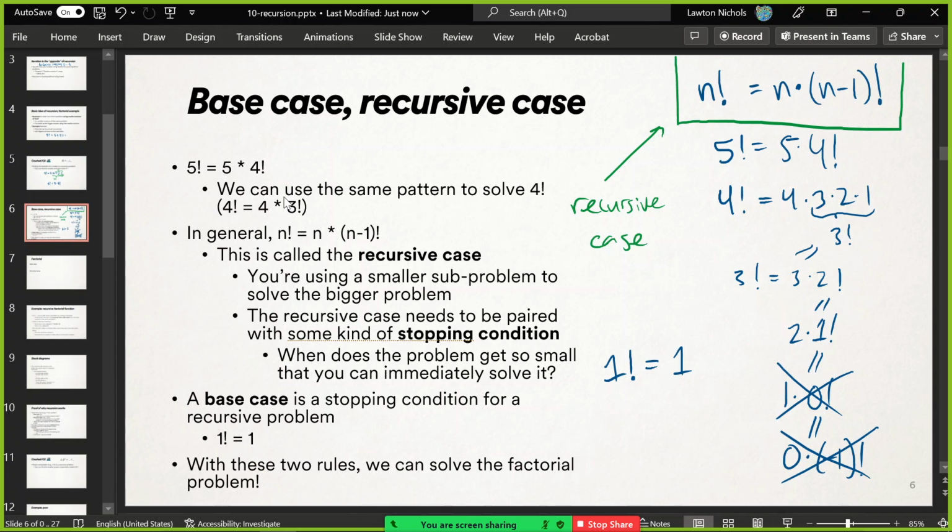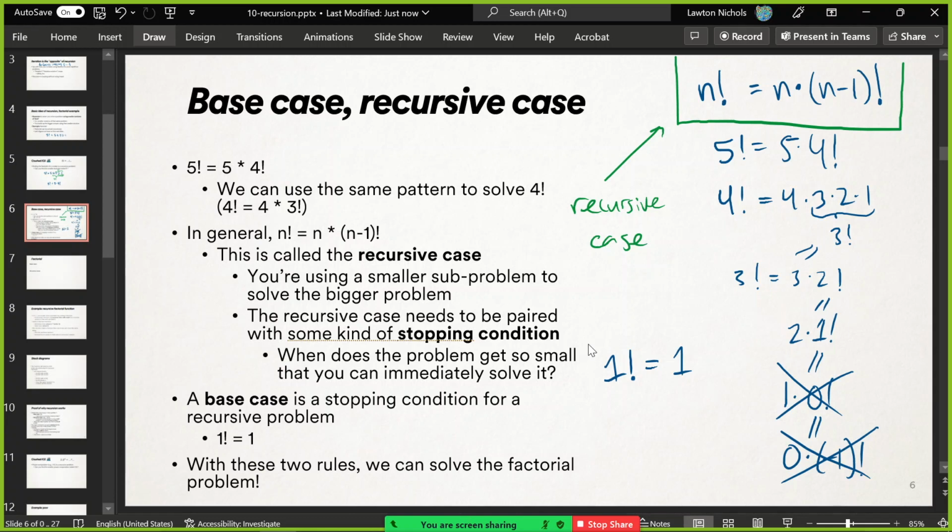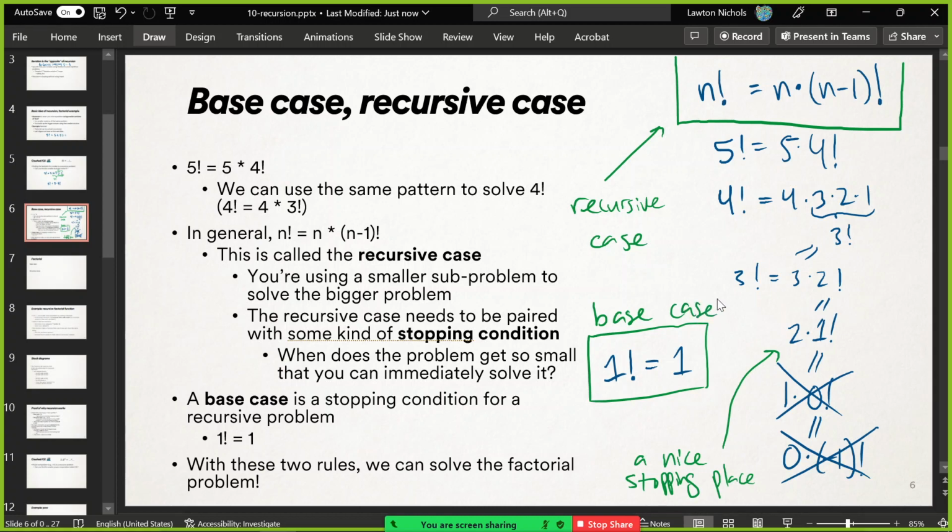Does that make sense? I don't have to do my recursive case. I'm done. The answer is just 1. I don't have to do any extra work. So that could be our stopping condition. All right, and this is called a base case. So we discovered that 1 factorial, if we were to stop right here, this would be a nice stopping place. Go any further, it gets a little weird. So that's called a base case. It's that stopping condition for your recursive problem.